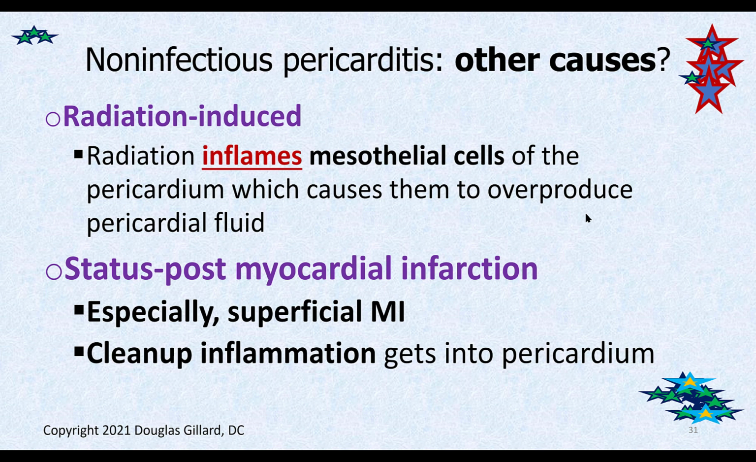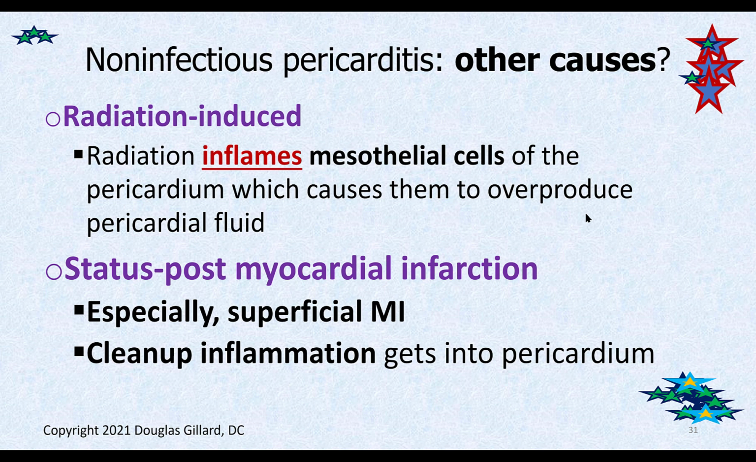So non-infectious, what about some other causes besides the one we've talked about? Chemotherapy, radiation can also irritate the pericardium, those mesothelial cells. Can irritate them into overproducing fluid. A status post myocardial infarction, especially a superficial myocardial infarction, can do it. It's the cleanup of the inflammation. If you have a heart attack, you have dead tissue that needs to be cleaned up. How do you clean up the dead tissue? How do you clean it up is through inflammation.